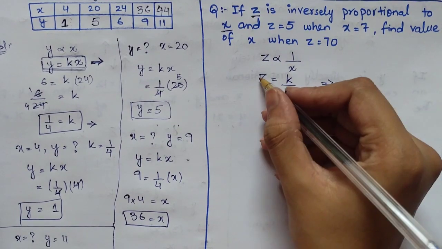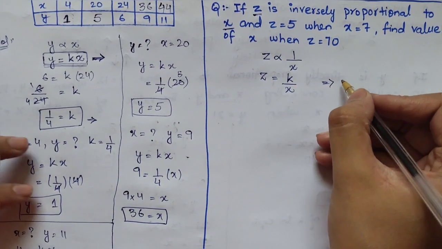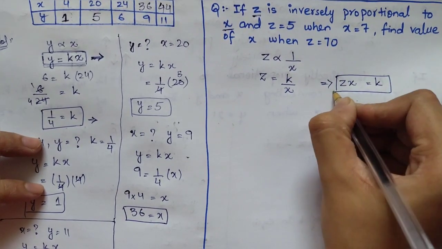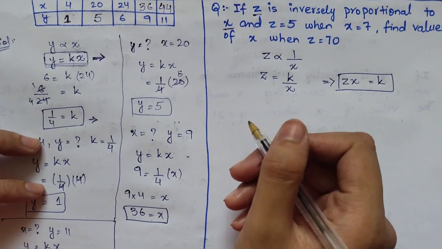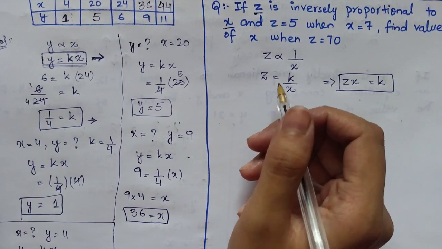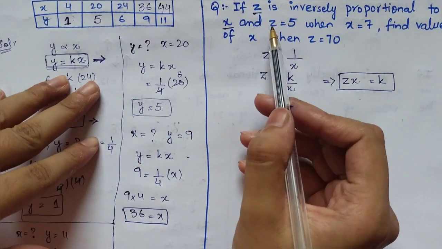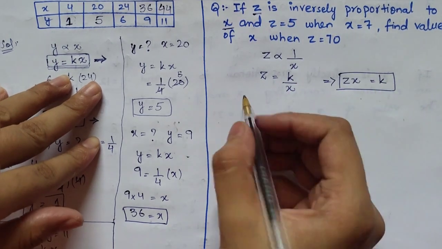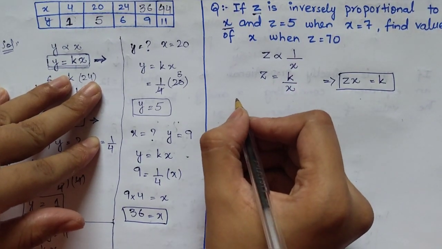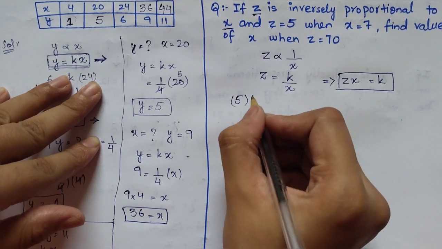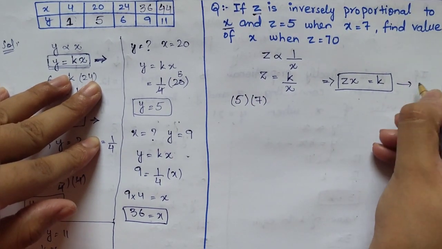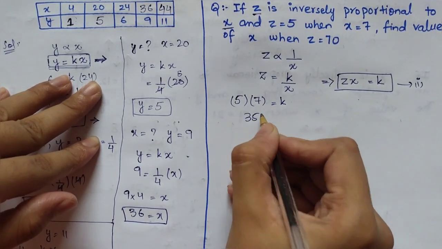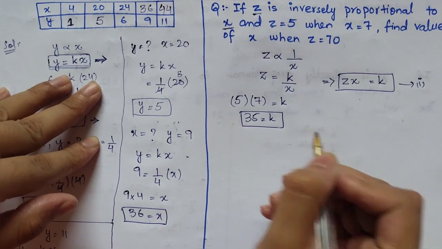X is dividing, when it goes there it becomes z into x is equal to k. You can say this is your equation to solve the questions. Next you have to find the value of firstly k, because you are given the value of z is equal to 5 and x is equal to 7. Put the values z is equal to 5 and x is equal to 7 in this equation, and it becomes k value 35.